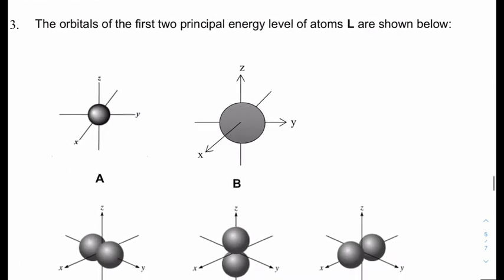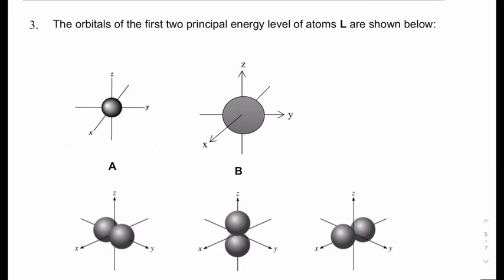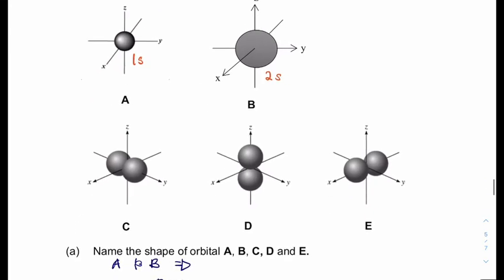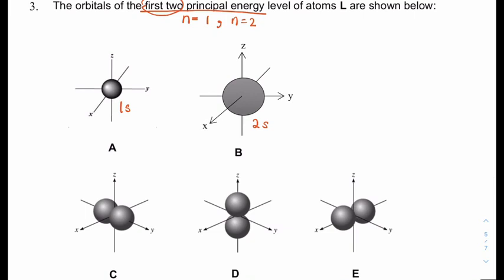Okay, the orbital of the first two principal energy level of atom L are shown below. So principal energy ni apa? Principal energy ni adalah N. So dia bagi tahu first two means that N equal to 1 and N equal to 2. Okay, so you boleh tengok lah, kalau di sini A dengan B, A is smaller compared to B, so A will be 1s and B will be 2s. Okay, and this one C, D, E adalah dumbbell, so it should be P and 2P lah.